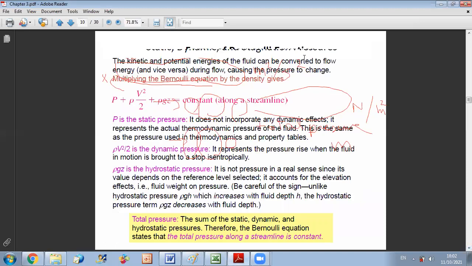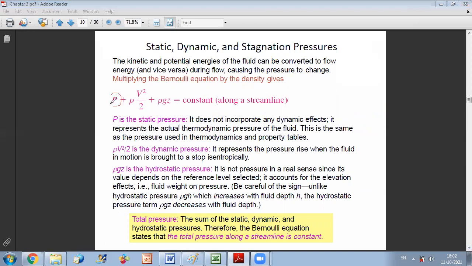Now, what is static pressure, dynamic pressure, and hydrostatic pressure? When we talk about the static pressure, this is the static pressure, and it just represents the pressure of the fluid without considering any dynamic effect. So this is the pressure measured by a manometer, okay, irrespective of the velocity of the flow.